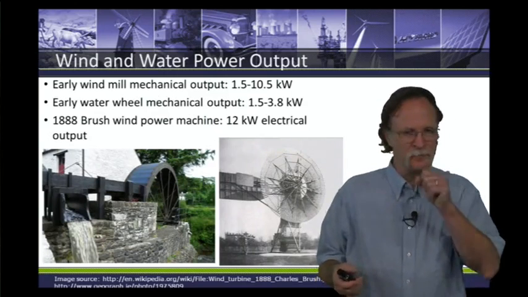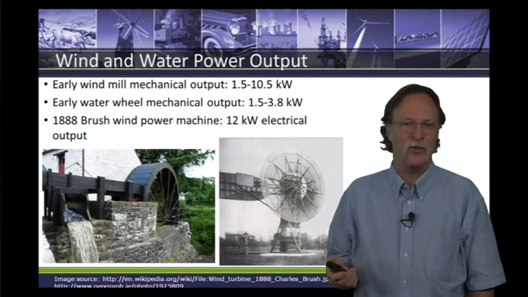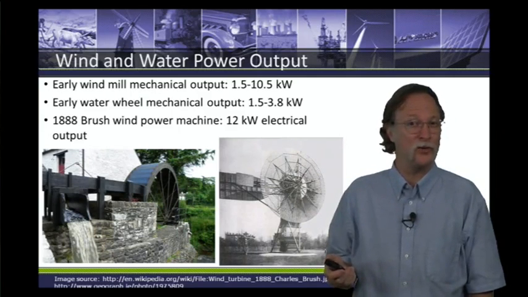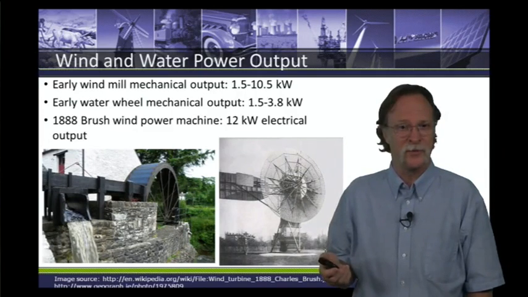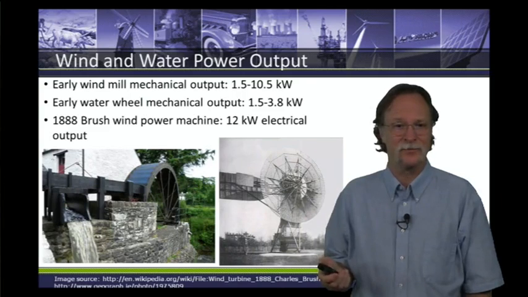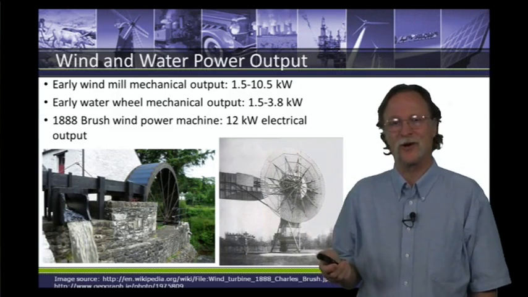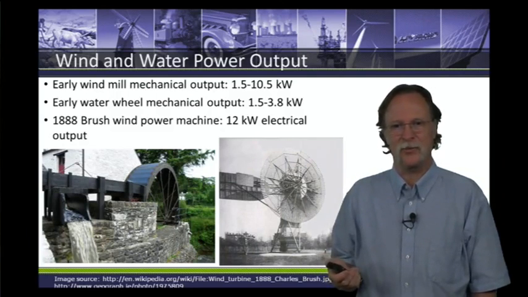So if we take a look at this, early mechanical output of a windmill is about 1.5 to 10.5 kilowatts. Well, that's a bunch. Think about a human being. That was 0.075 kilowatts, 75 watts. How about the early water wheel? The mechanical output might have been 1.5 to 3.8 kilowatts. Again, quite a bit more than early single human or even cows. In 1888, Charles Brush came up with an early wind power machine. Output was 12 kilowatts. I mean, completely dwarfed by what we do today, but still a huge output nevertheless.